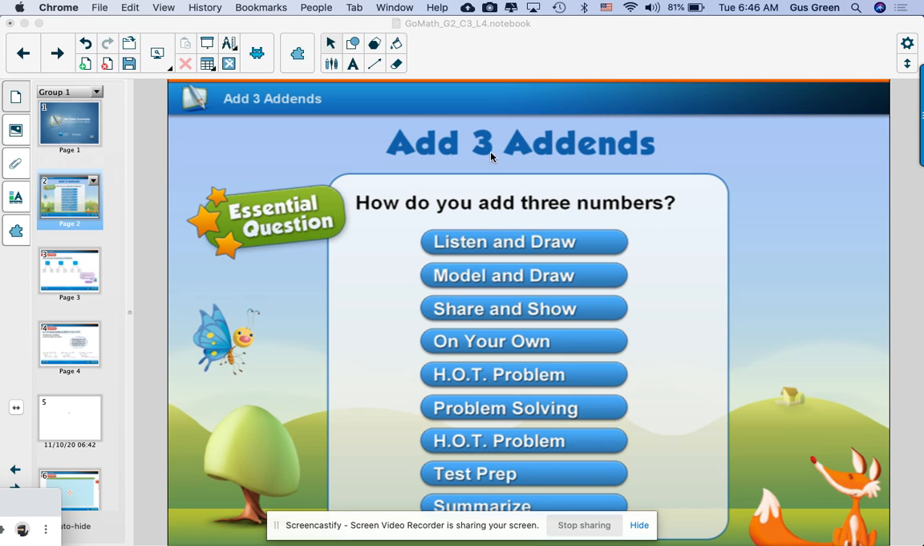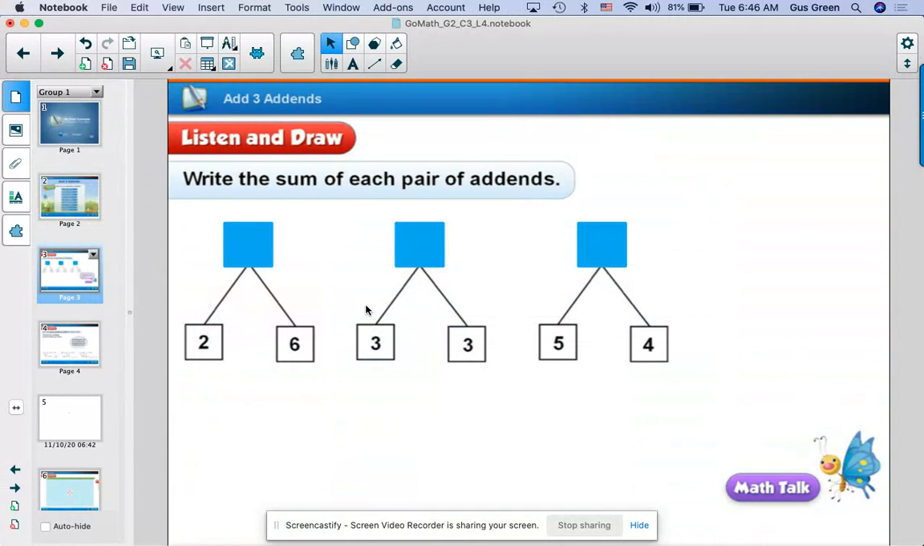We're going to look at adding three add-ins. So the essential question is, how do you add three numbers? And we're going to look at a couple different ideas and then do a little bit of problem solving. So I'm super excited about this lesson.